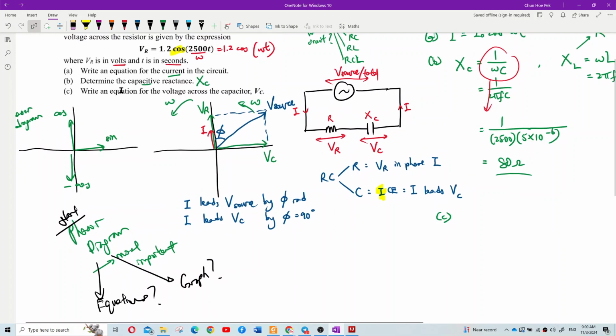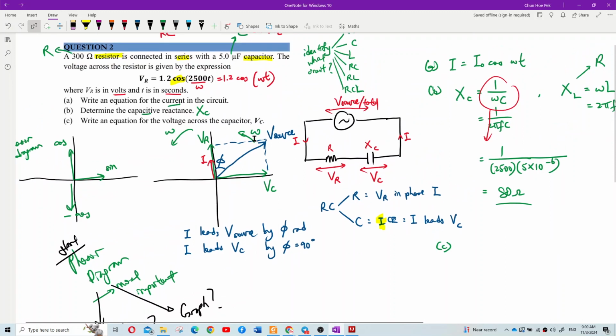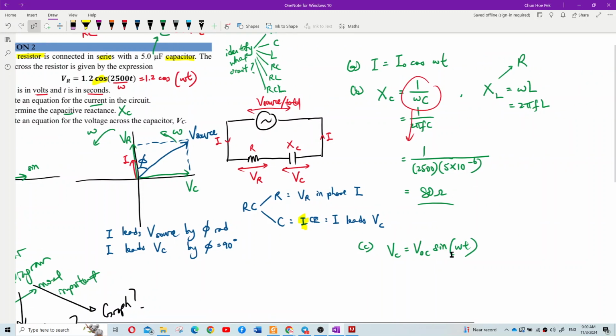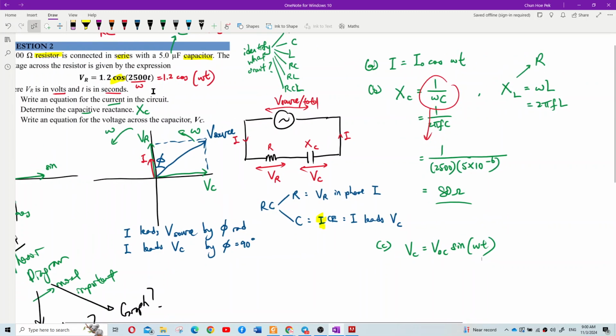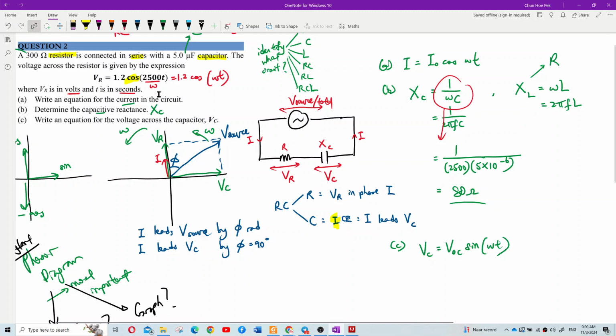So like you see, he wants the equation for capacitor. So equation for capacitor is a sine graph. I can straight away put VC equal to V naught C sine omega t. See that, class? So easy. But I have omega already. Omega is 2500, but I don't have V naught C. So how to find V naught C, class?